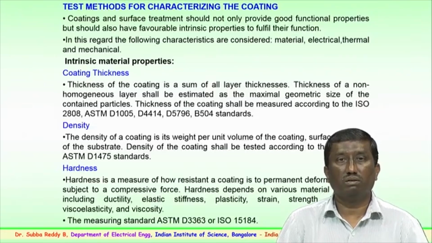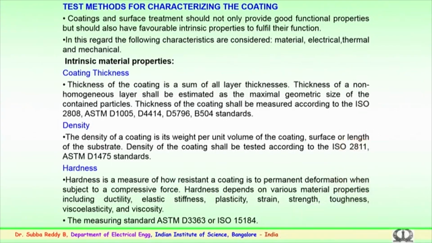We look into the test methods for characterizing the coating. The coatings and the surface treatment should not only provide good functional properties, but should also have favorable intrinsic properties to fulfill their function. In this regard the following characteristics are important: the material, electrical, thermal and mechanical properties. All these properties are the methods to characterize the coating which is being used.